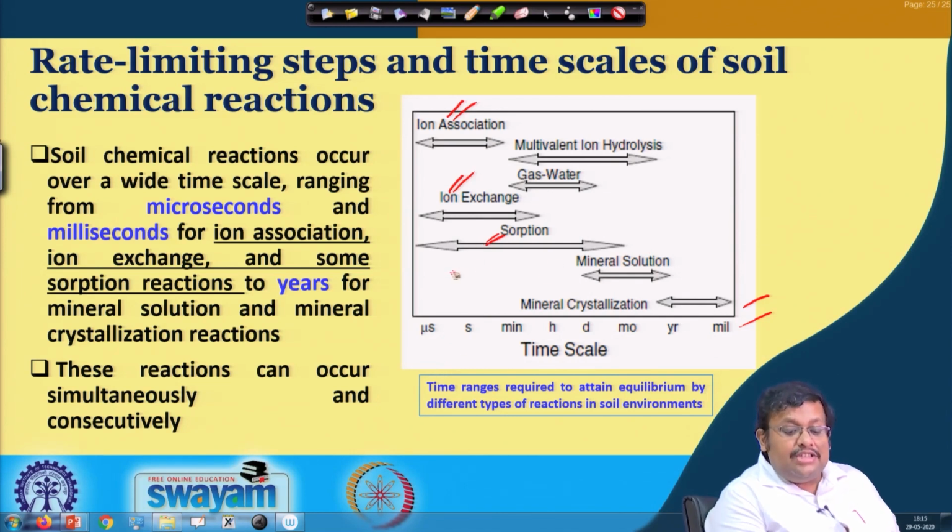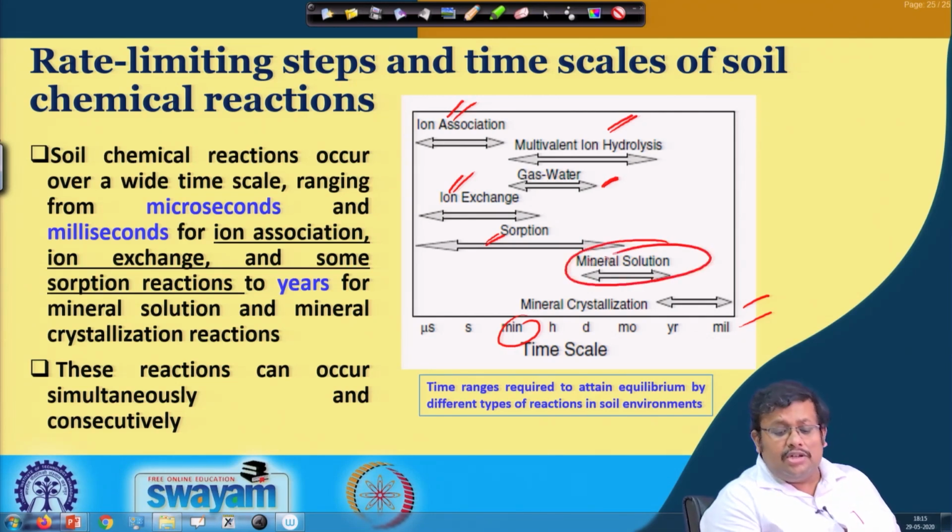Okay. However, the range of sorption varies widely. Now, in case of gas-water relationship, it basically takes hours to days. Multivalent ion hydrolysis also takes from minutes to sometimes years. However, mineral dissolution as well as mineral crystallization are very slow steps, and they basically take years to complete these reactions. So, these reactions can occur simultaneously and consecutively too.